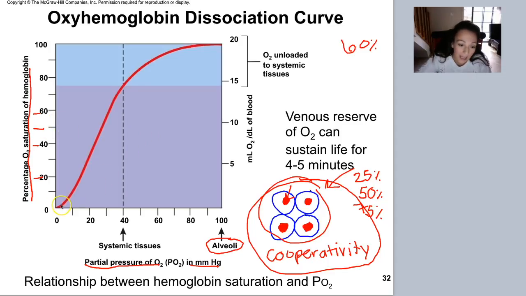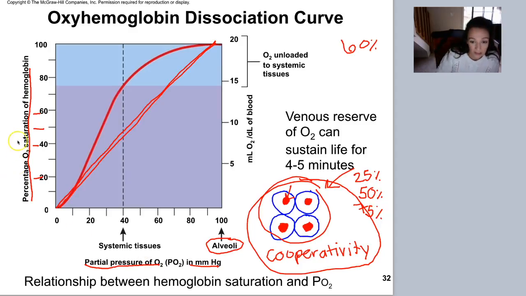Okay, so I'm just going to draw a line here and then erase it. We would see a linear relationship between the partial pressure of oxygen and the percent saturation of oxygen on hemoglobin, simply because each subunit would bind oxygen as it became more available, and it would be affected by nothing other than the availability of oxygen. I'm going to go ahead and erase this.